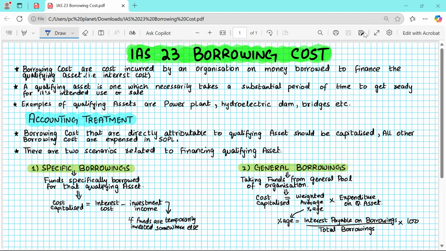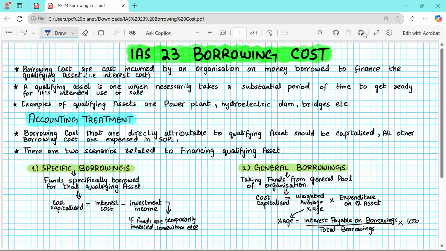First was purchase price. Second was directly attributable cost in bringing assets to its working condition. Third was present value of decommissioning cost, and fourth was borrowing cost as per IAS 23. And I told you there that there is some kind of borrowing cost which you also have to capitalize while calculating the initial cost of an asset. So today we are going to talk about the borrowing cost.